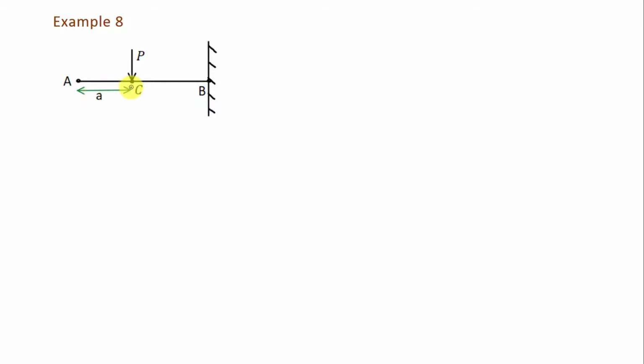Here you can see there are two intervals, AC and CB. So first of all, we are going to calculate shear force and bending moment for the interval AC. For interval AC, the value of x is 0 less than or equal to x less than a. Here we are not taking point C, we are taking the left side part of point C. So here we are not putting the less than or equal to sign. Here we are taking only the less than sign.